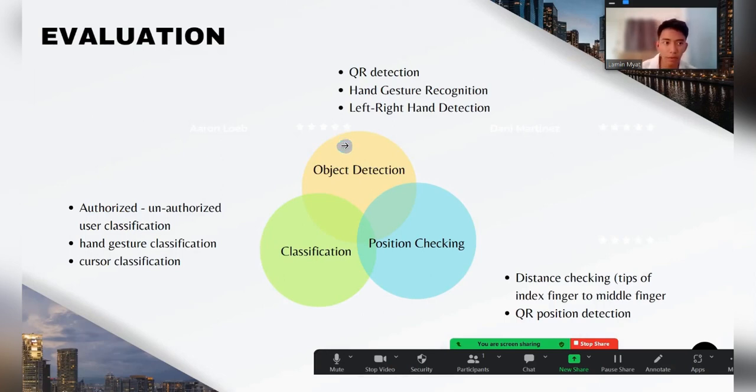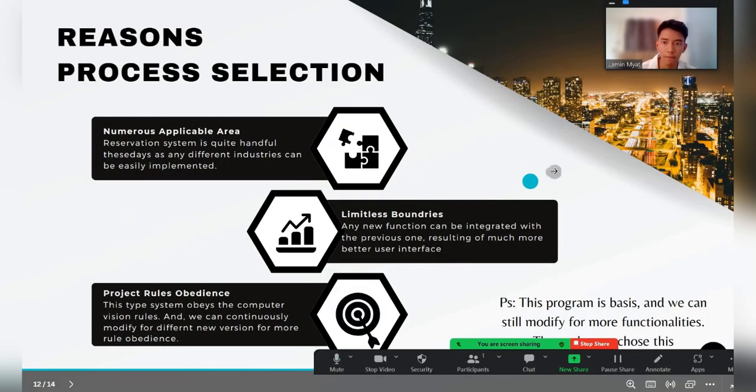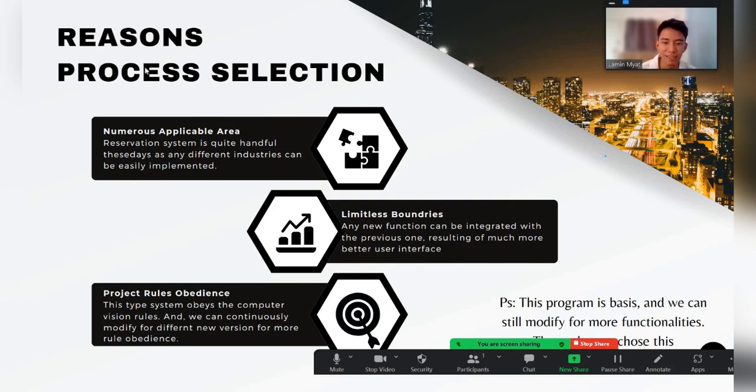And this is all about the evaluations. Overall it detects all of the functions like object detection, classification, and position checking. It covers all the topics in our project. It's the overall project selection, and those are the reasons: numerous application areas, limited boundaries, and also the project rules obedience. Those are the reasons I chose this process.